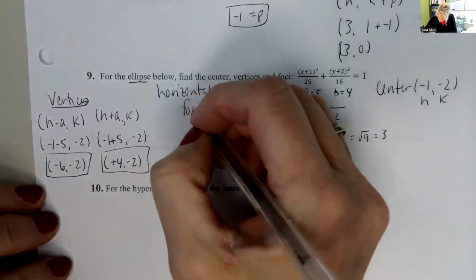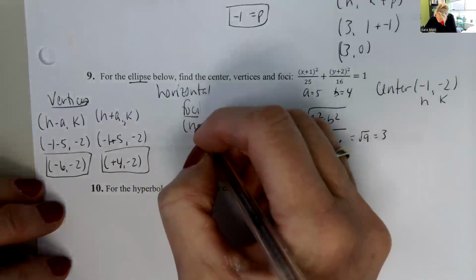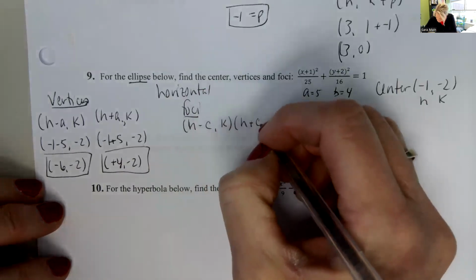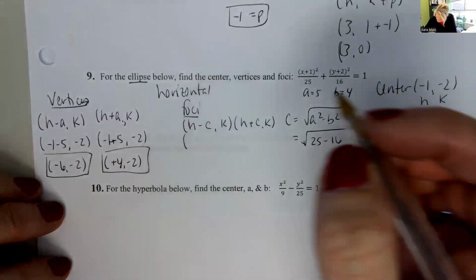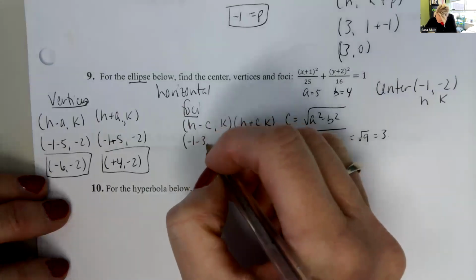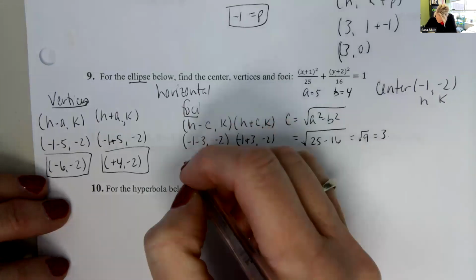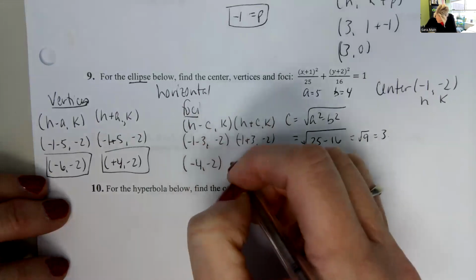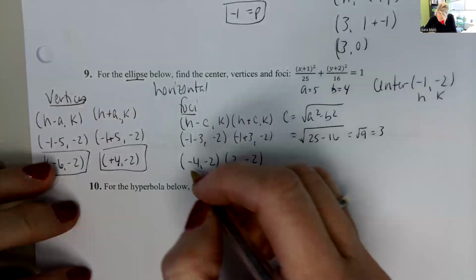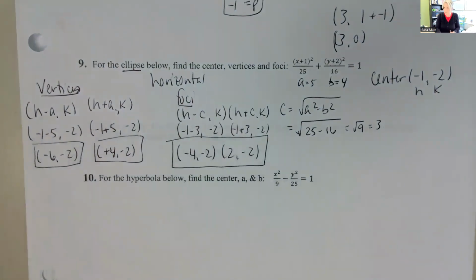And then my foci, there are 2 of those. They fall at h minus c comma k and h plus c comma k. Again, h being negative 1, and c is 3, so it's negative 1 minus 3 comma negative 2, and then negative 1 plus 3 comma negative 2. So those fall at negative 4, negative 2, and 2, negative 2. That's for the ellipse.